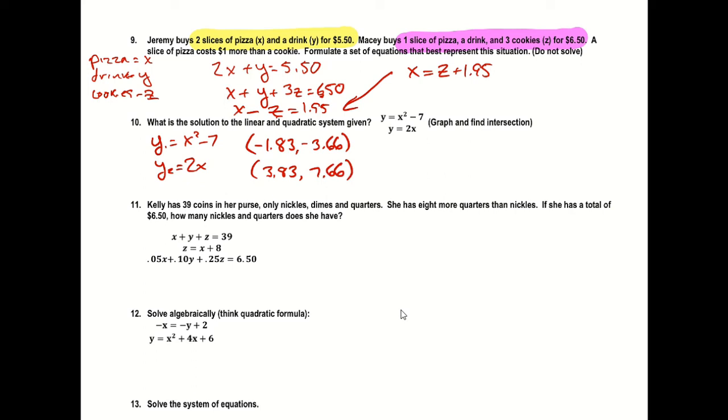All right. Number 11. Kelly has 39 quarters in her purse, only nickels, dimes, and quarters. She has 8 more quarters than nickels. She has a total of $6.50. How many nickels, quarters, and I didn't ask about dimes. Does she have?